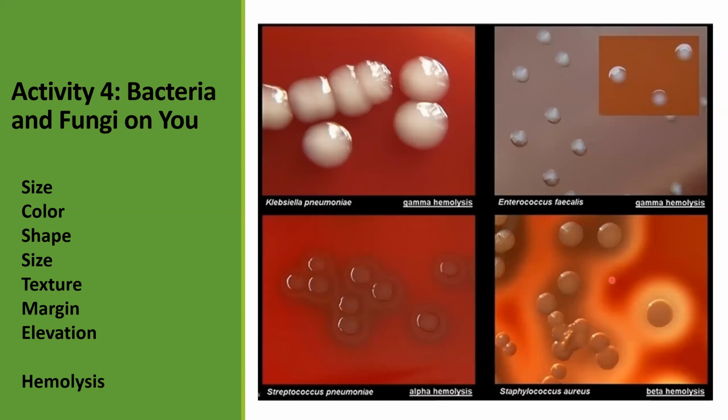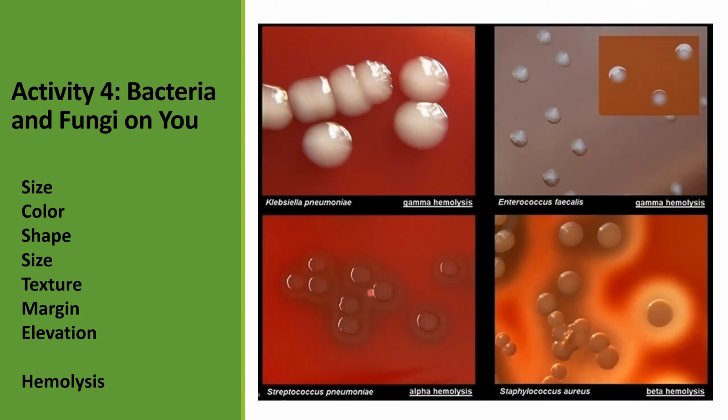So I have some more examples here. So this is on a blood agar plate. As you can see, different bacteria will grow very differently on a blood agar plate. So this one's very large and white. It also has that elevation as I was talking about. This one has a completely different type of elevation and margin.